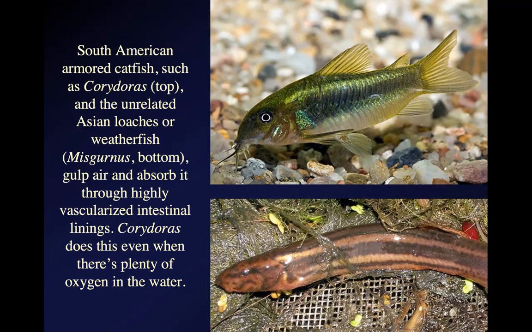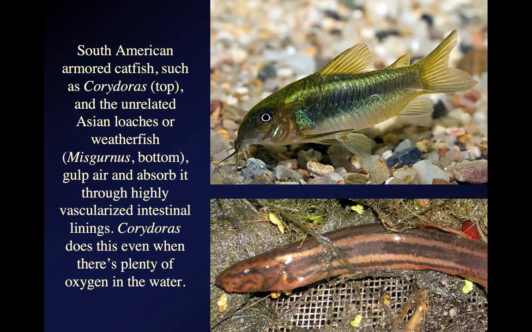They're always rooting around on the bottom, snurfling up particles of food that everybody missed. And there's an unrelated group of fish shown below. That's an Asian loach down at the bottom, genus Misgurnus.